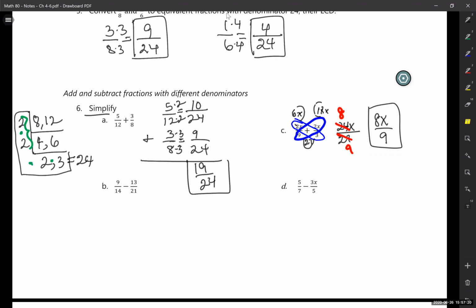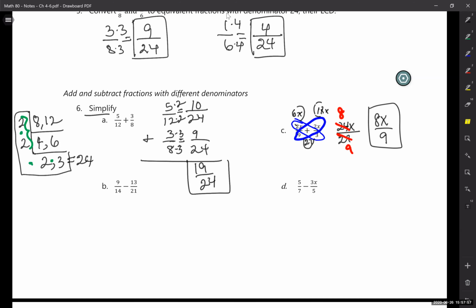So the moral of the story is you pick the method that you like better. So I'm going to do one of each again, just to give you practice in both methods. And I want to kind of talk about the pros and cons. So on part B, if I drew a butterfly, I would have to be multiplying 21 times 9, 14 times 13, and 14 times 21. And those are all really big numbers. So sometimes it might just be faster to get the LCD because it'll create less reducing in the end.